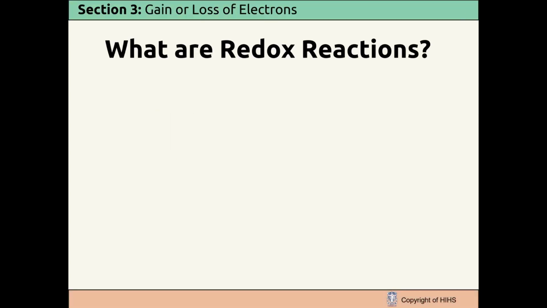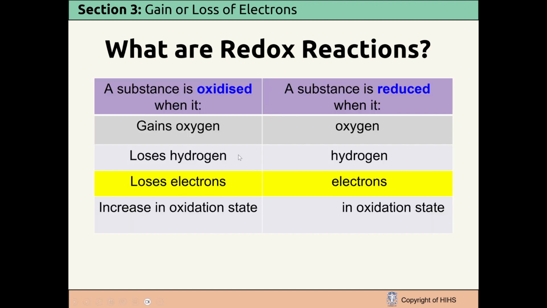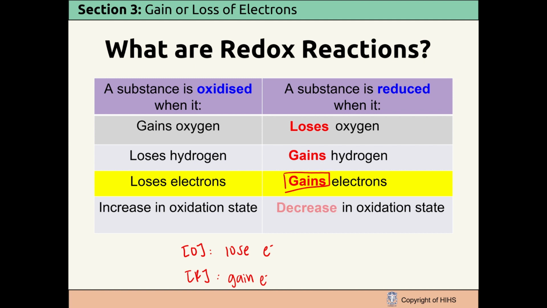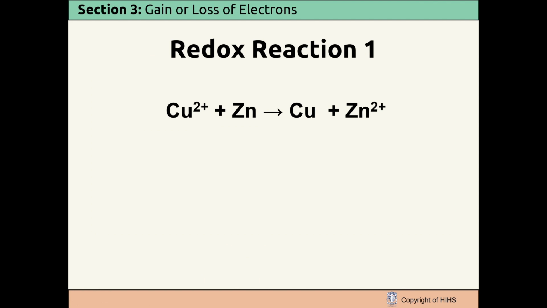Now, we'll move on to the gain or loss of electron. As a recap, you should already know what is oxidized and reduced in terms of oxygen and hydrogen. For electron, if you lose electron, it is oxidation. For reduction, you gain electron. For oxidation state, we will go through this in physical lesson. So we'll talk about electron first. Over here, we will study this redox reaction in terms of the gain or loss of electron.